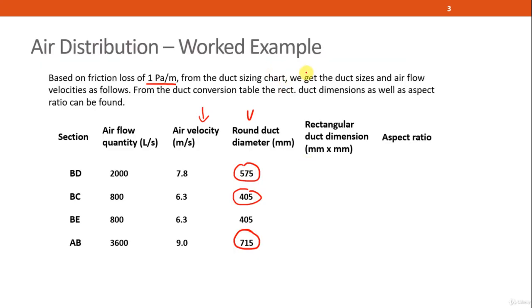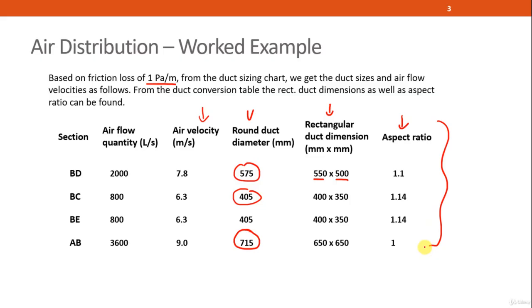So now we can fill in the next column, which is the rectangular duct dimension. Once you have filled up the rectangular duct dimension, the next step is just to calculate the aspect ratio to make sure that all are quite near to 1. You just need to take the longer side, divide by the shorter side, and you get the respective aspect ratio. So this particular table will sum up the different duct sizes at the different sections.